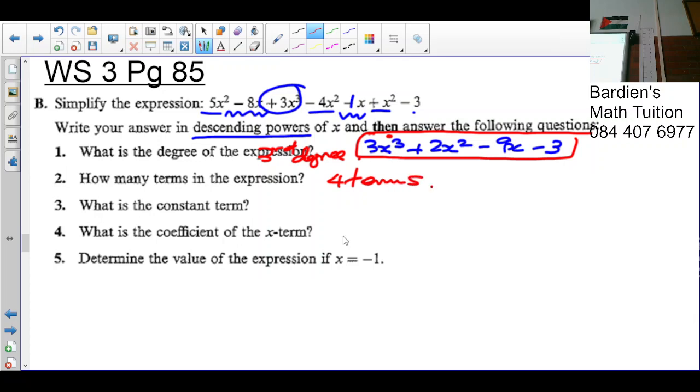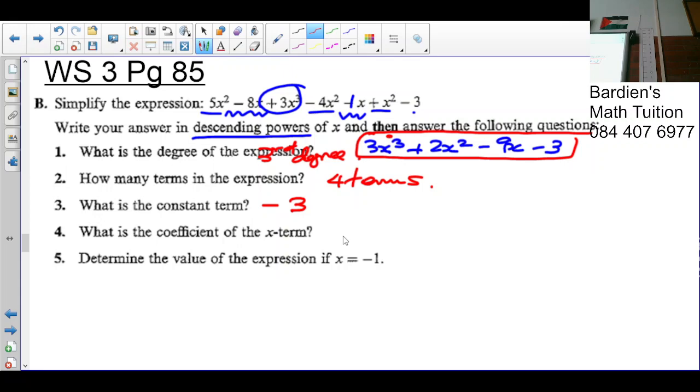What is the constant term? The constant term is the term without the variable. Negative 3. If you have written 3, the answer is wrong. Remember that the sign is part of the term. Yes, Michael? What does question 1 mean? Number 1, the degree is the highest power on x, the highest exponent on the x.